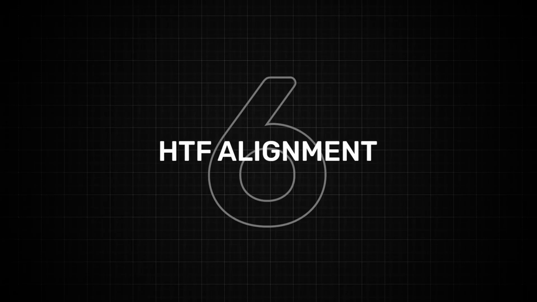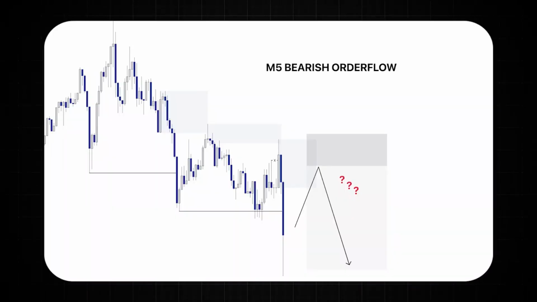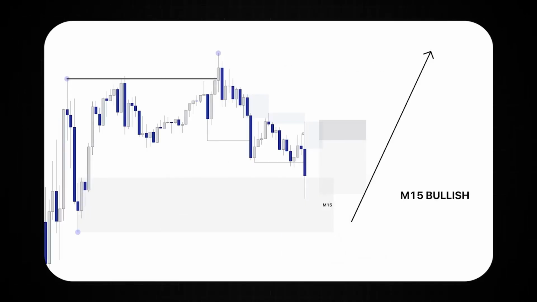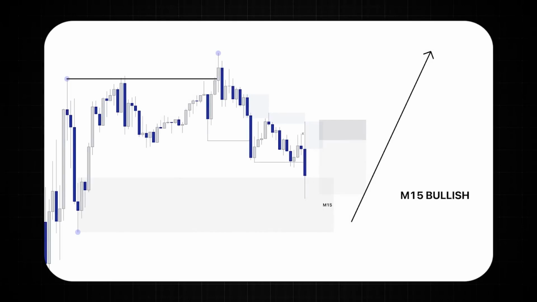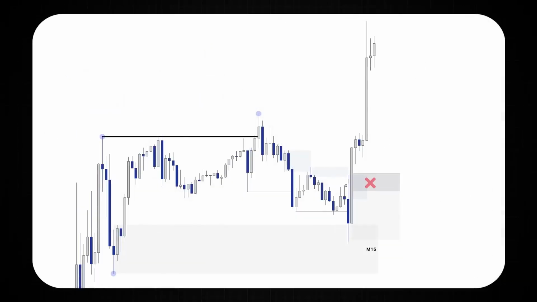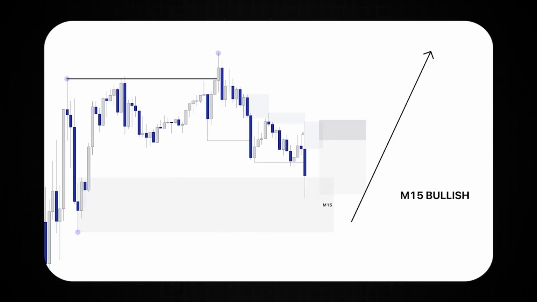Here is an example of how higher time frame alignment will help you. If your M5 is bearish while your M15 is bullish, then you need to trade in favor of the M15 or wait for the M5 to switch, because if you try to trade against the M15, you're going to get smashed, just like what you have seen here. Understanding multi-time frame analysis will help you avoid a lot of losses in the market, as time is power and higher time frame always wins.